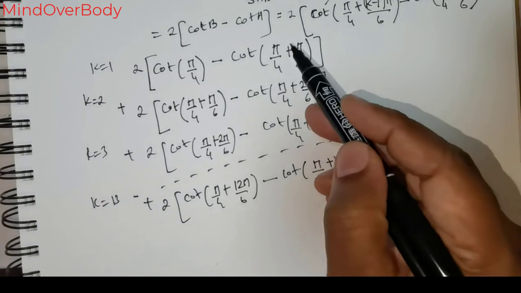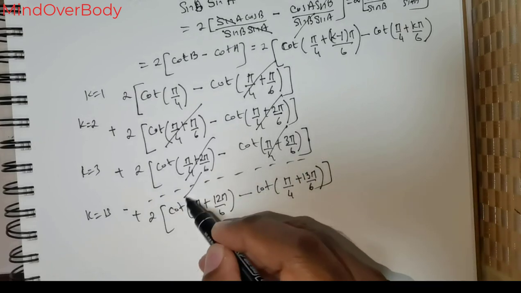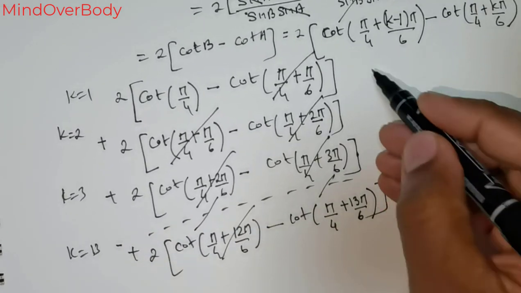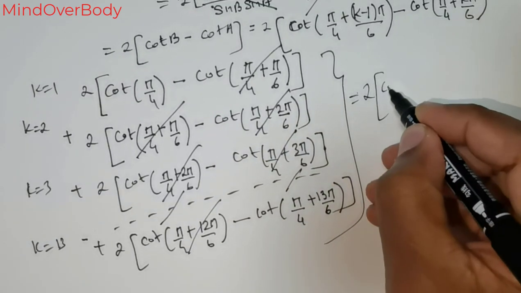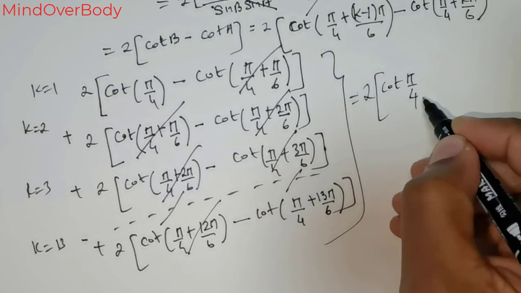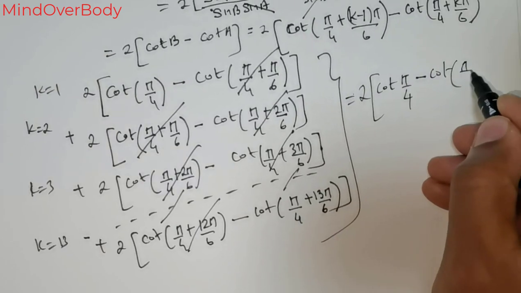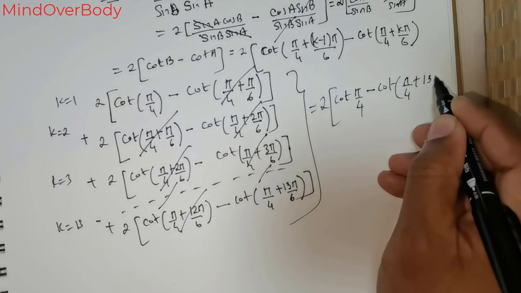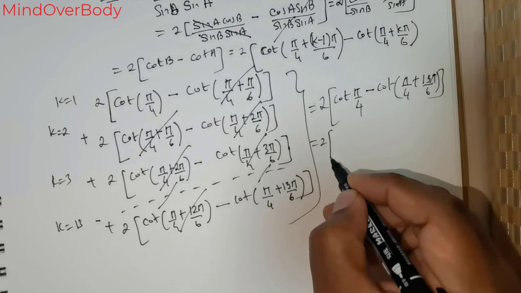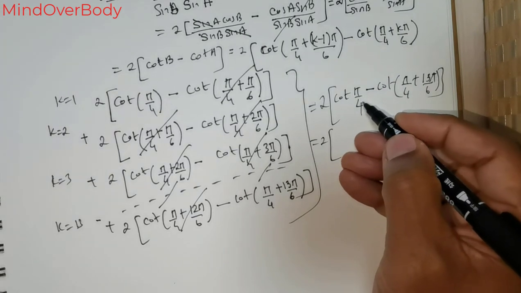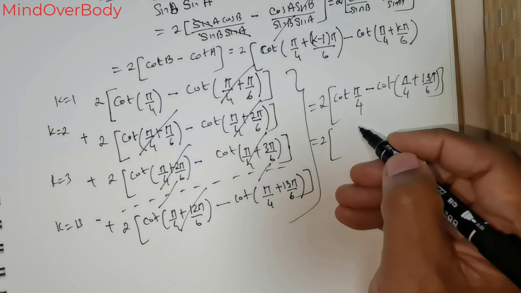Now clearly you can see that this term and this term get cancelled, this and this can get cancelled, this and this get cancelled, this and this will get cancelled, giving me 2 times cot pi over 4 negative cot of pi over 4 positive 13 pi over 6. This is what I've got. Now this is equal to 2 times cot pi over 4. That's going to be 45 degrees, right? And we can simplify that.